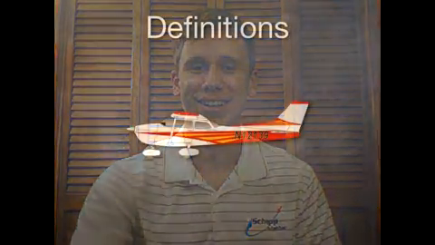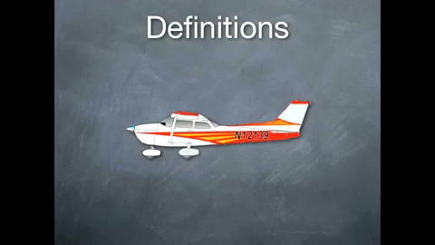CG, or center of gravity, is one of the toughest subjects for students to grasp. Today, we're going to talk about how CG position affects stall speed, cruise speed, and aircraft stability. Let's watch the video. Before we start, let's go over some basic definitions for this lesson.